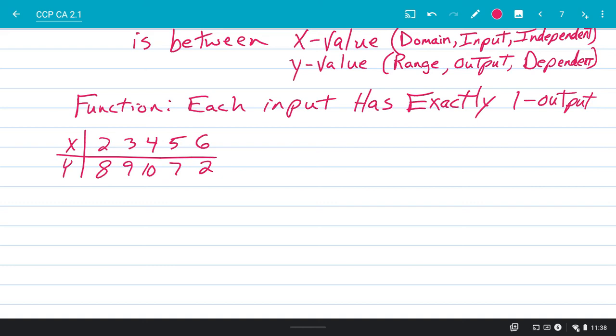Right? Okay, so anytime we're looking at a table, what's going to be the first thing we're looking for to decide if we're going to have a function or not? The first thing we're going to look for is a repeated input. Let's say I have another 2 up here. Now I have a repeated input. Because I have repeated inputs, is this all of a sudden no longer a function?